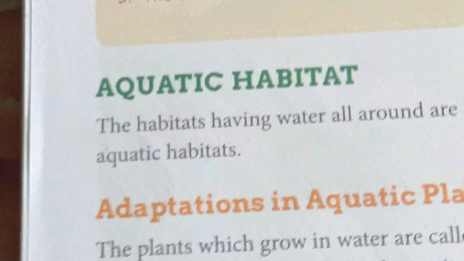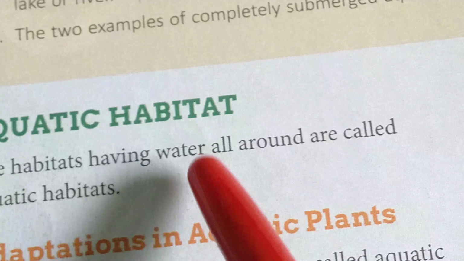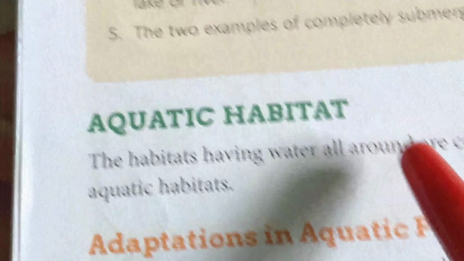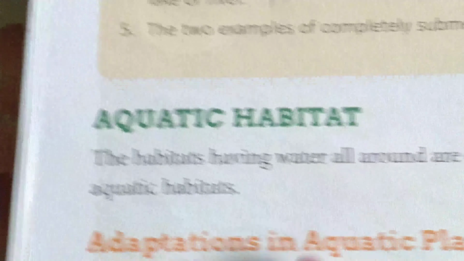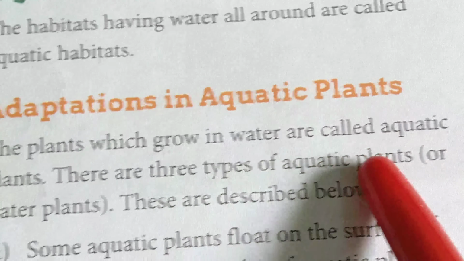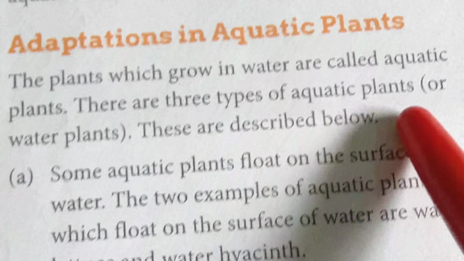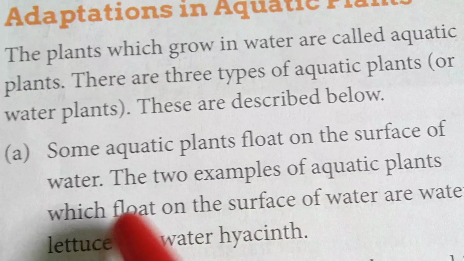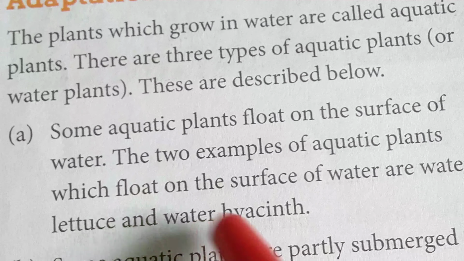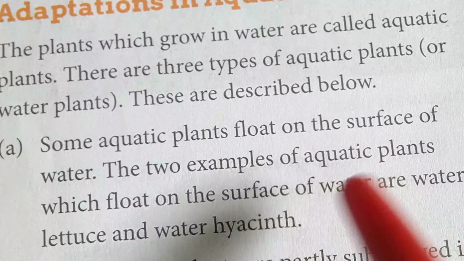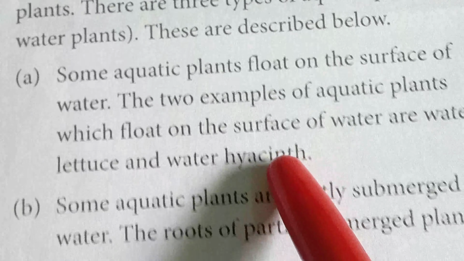Next, aquatic habitat. The habitat having water all around is called aquatic habitat. Normally पानी के अंदर हो या पानी के आसपास जो normally habitat दिखाई देता है, these are aquatic habitat. Adaptation in aquatic plants. The plants which grow in water are called aquatic plants. These are the three types of aquatic plants. These are described below. Some aquatic plants float on the surface of water. The two examples of aquatic plants which float on the surface of water are lettuce and water hyacinth. So those plants basically float on the surface of the water. They are lettuce and water hyacinth.